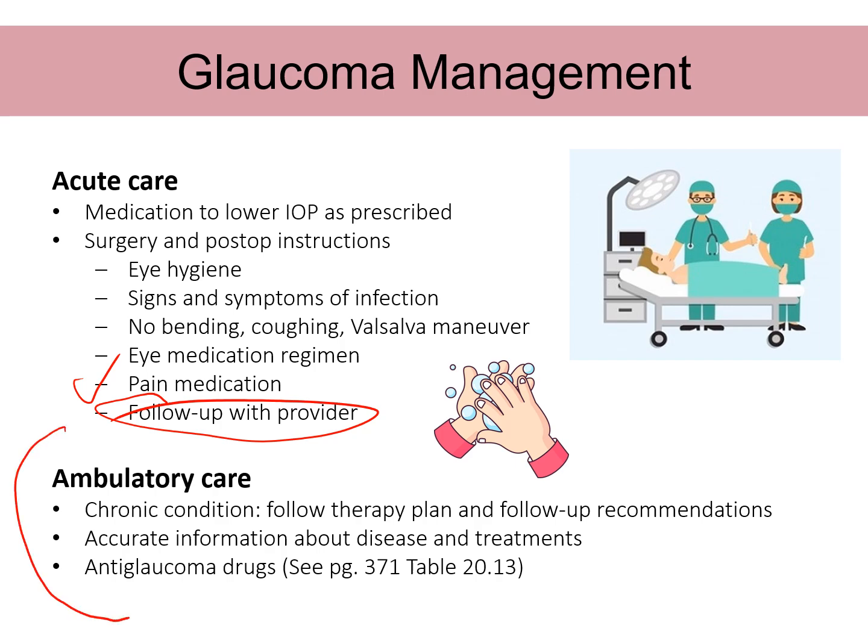Ambulatory care. So this is when they're already at home. Okay, this is outpatient. It is a chronic condition, so they need to follow their medication regimen. They have to take those medications lifelong, and they need to follow up with their doctor. We want to give them accurate information about disease and treatment. So again, this is forever. You don't stop taking your meds. And then please review table 20.13 in your textbook, page 371. It gives a little bit more information on the anti-glaucoma drugs.